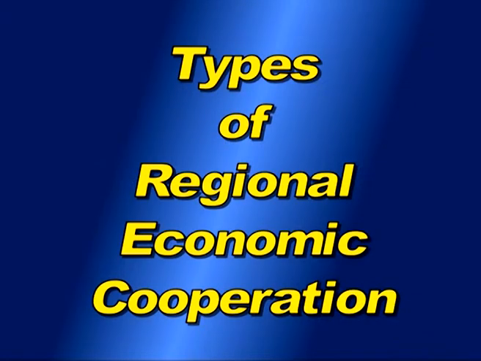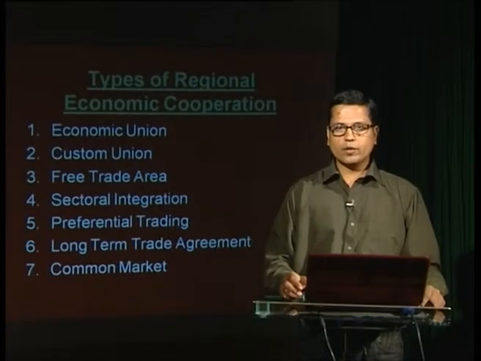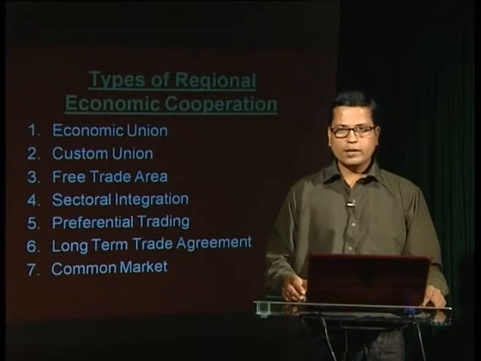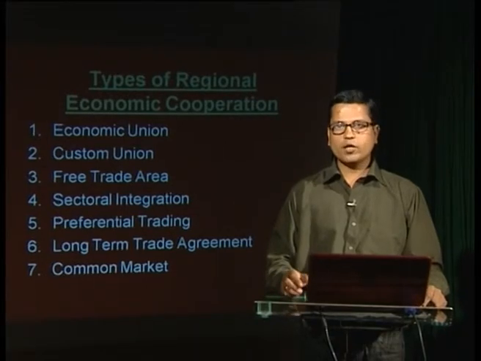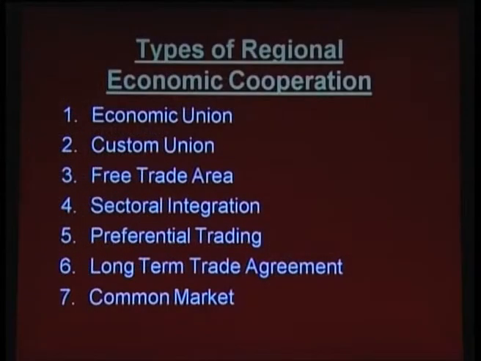In economics, different countries have different purposes, and on the basis of that, they can make different kinds of economic cooperation. If we subdivide the economic regional group, then we find the following seven different types of regional economic cooperation. These types are as follows: economic union, custom union, free trade area, sectoral integration, preferential trading, long term trading agreement and common market.